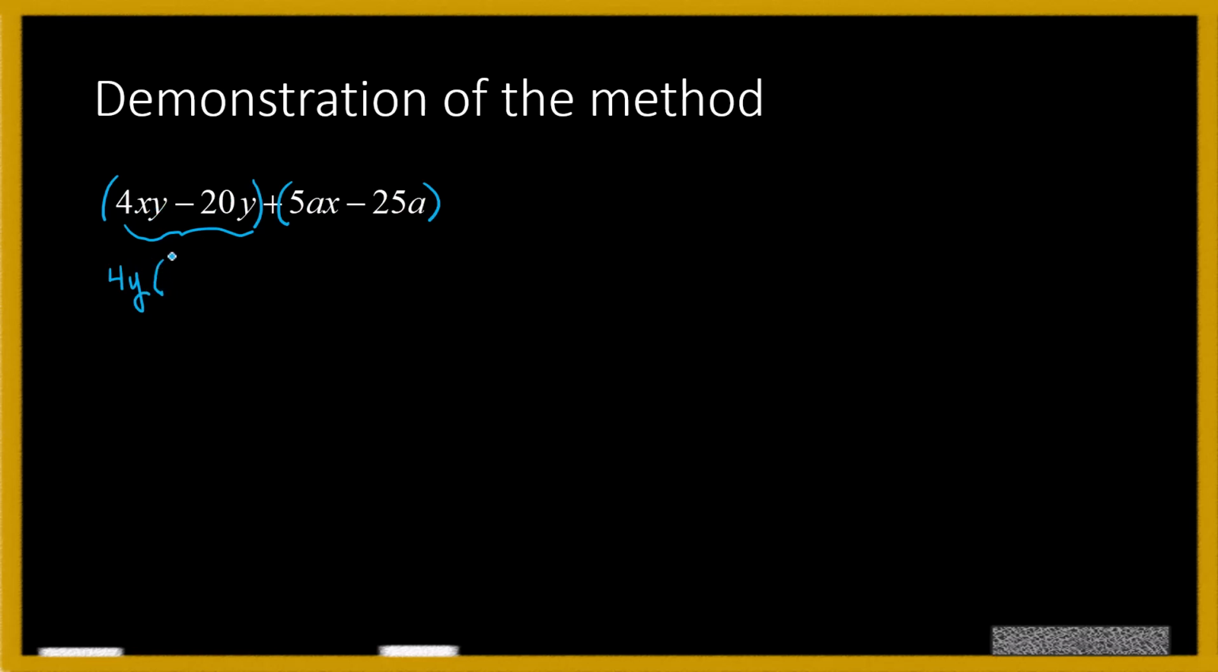We factor that out, we're left with an x in the first term, 4 goes into 20 five times, and there's no y left, so we have 4y times x minus 5. So now we move to the second term. Put down our plus sign here.